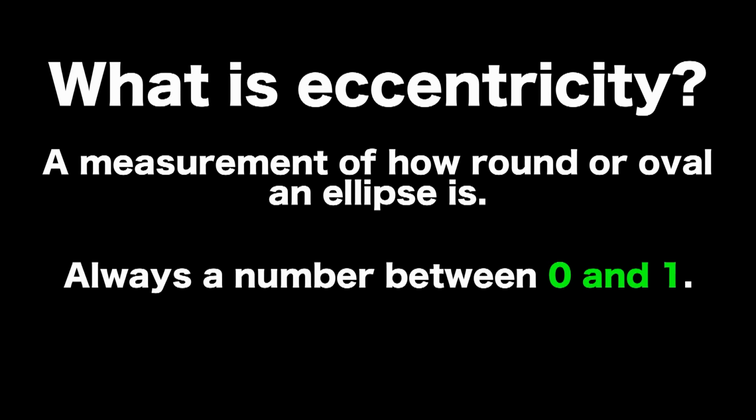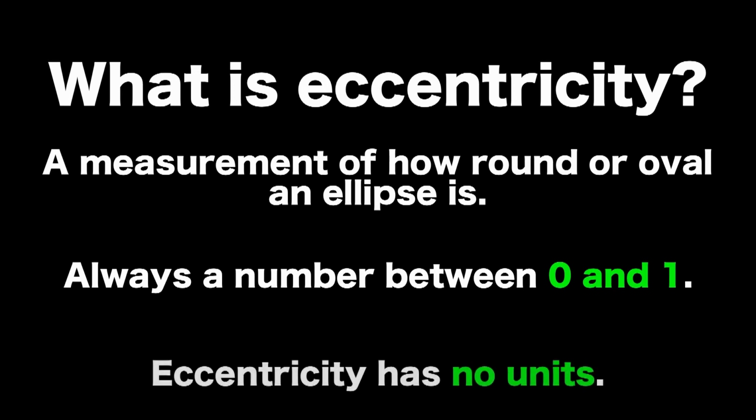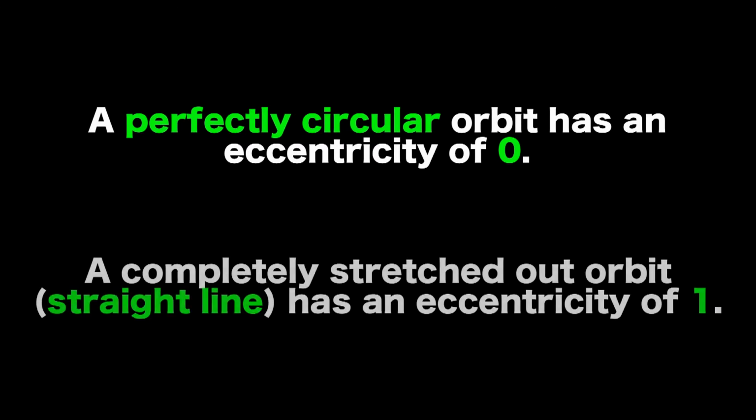Now your eccentricity is always going to fall in between 0 and 1. If you get an eccentricity greater than 1, you did something incorrect. And there's no units. Your numerator and denominator, the units cancel out. So a perfect circle is going to have an eccentricity of 0. A completely stretched out orbit, a perfect straight line, has an eccentricity of 1. So that's kind of your benchmark in terms of how to determine the shape of an orbit.